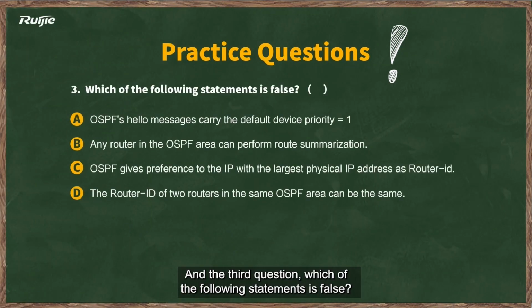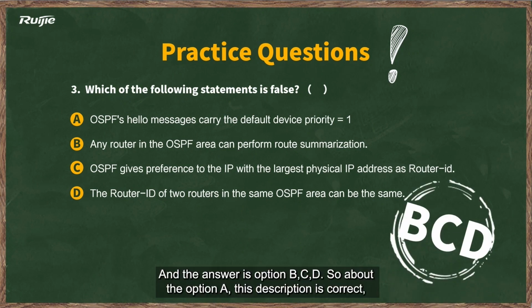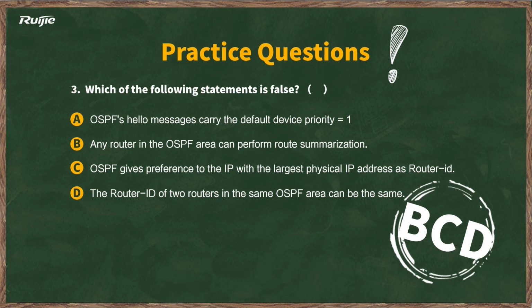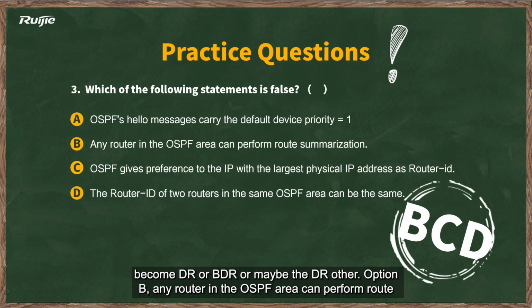And the third question, which of the following statements is false? And the answer is options B, C, D. So about option A, this description is correct. OSPF's hello message carries the default device priority, which is 1. This priority will be used to select DR or BDR or maybe DR other.